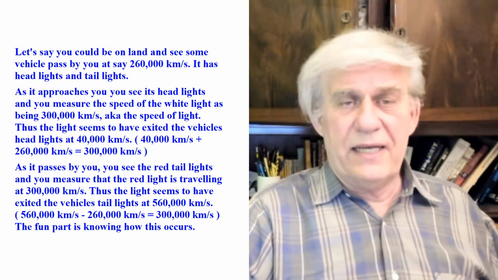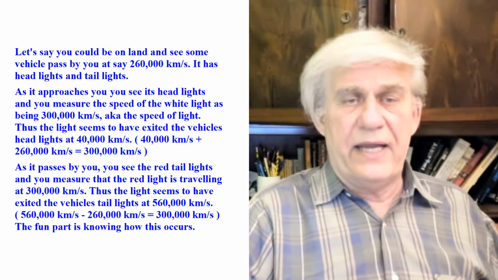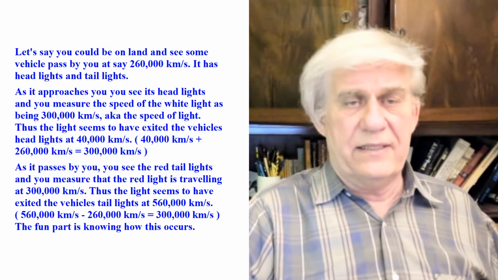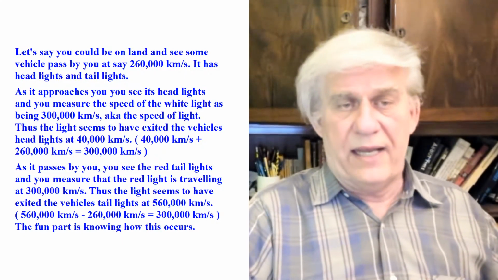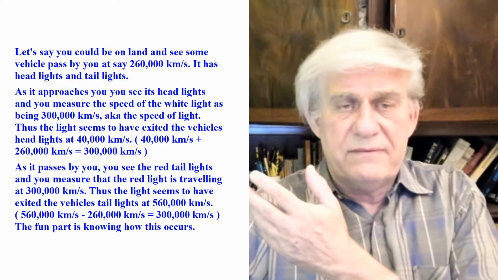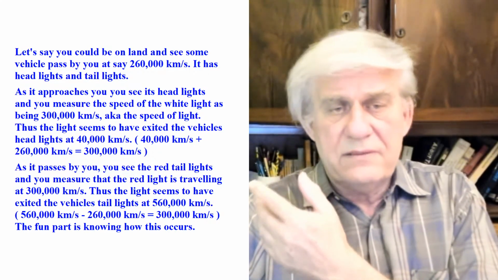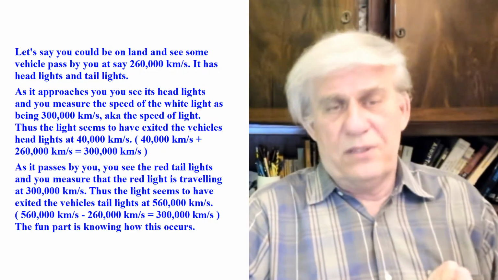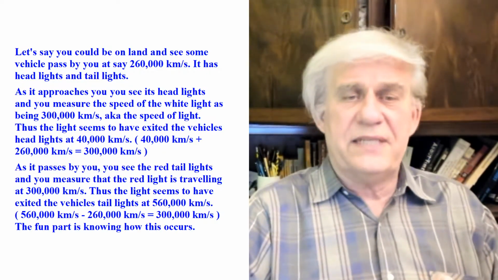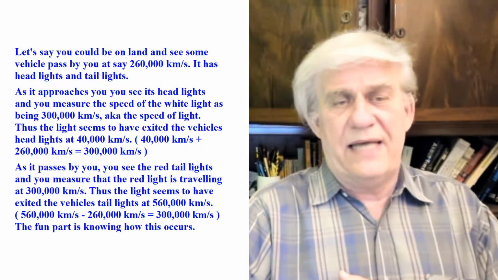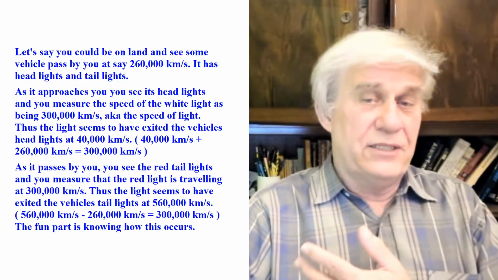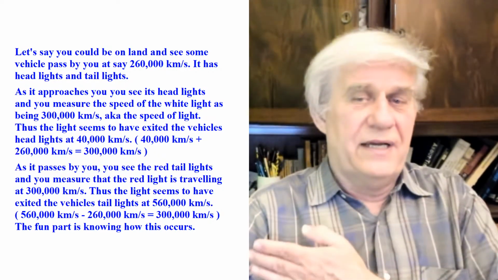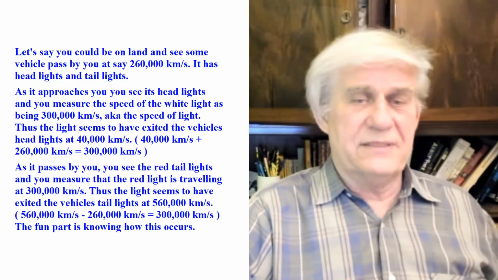Okay, let's say you could be on land and see some vehicle pass by at, say, 260,000 kilometers per second and has headlights and a tail light. As it approaches, you see its headlights. And when he leaves, you see the tail lights, right? So he's comparing coming towards you. He's saying it's 260,000 plus 40,000, that equals 300,000. And when it leaves, the taillights should be 300,000 by whatever distance or speed light covers in that time. Okay, so that's what he's saying.